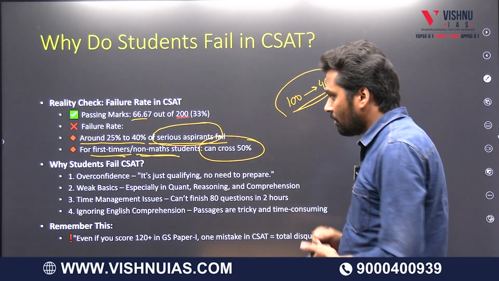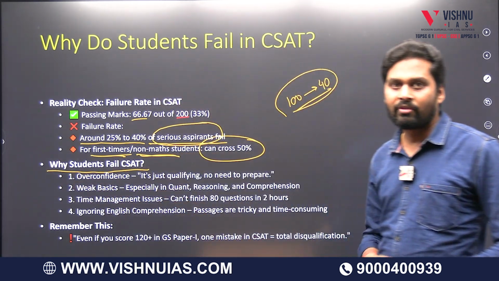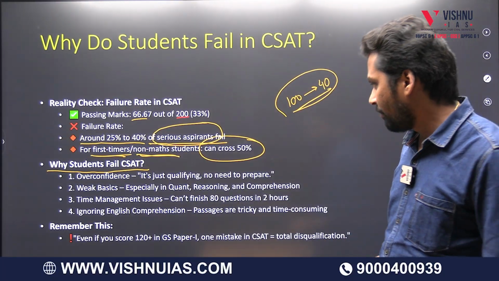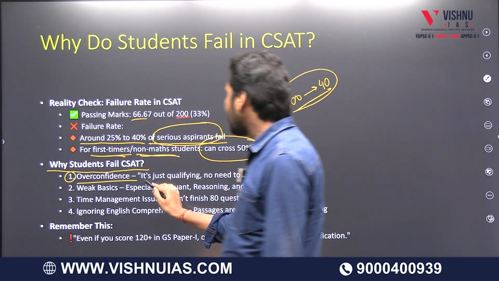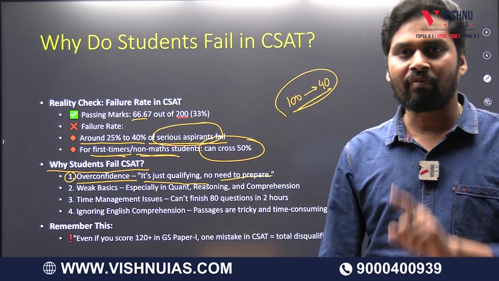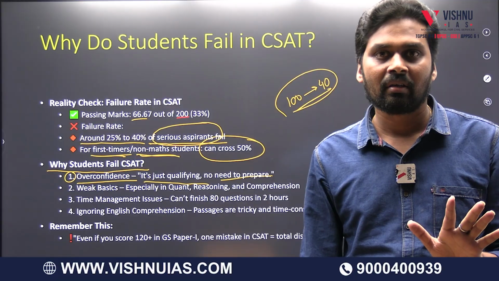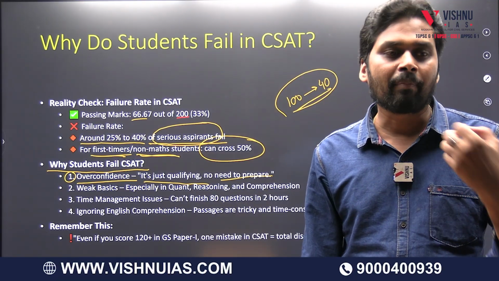Okay, and also we see why students fail in CSAT. We see what is the reason behind that, why students are failing in CSAT. The first important one is overconfidence. It's just qualifying, no need to prepare. This point, almost out of every 100 aspirants, 50 aspirants are like this. So it's just a qualifying paper. Why do I give importance to this?